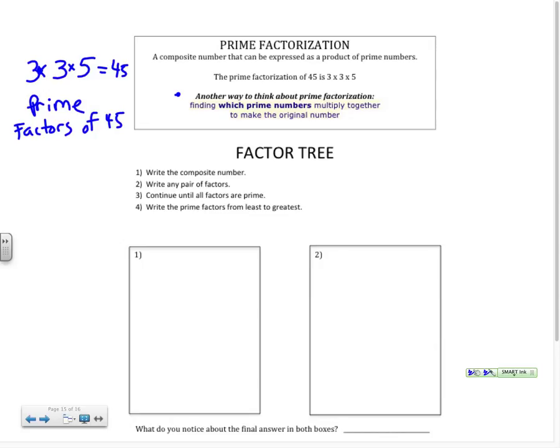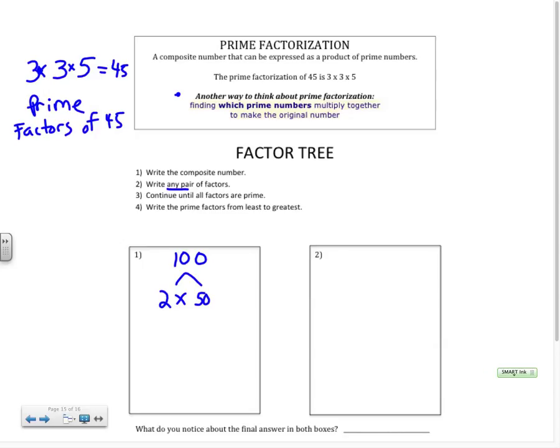So we will start by writing a composite number. Let's start with our composite number of 100. I know 100 is composite because it has more than 2 factors. So I can write any factor pair. I'm going to choose 2 times 50. 2 is the smallest prime number. And since 100 is even, I know that 2 will divide all even numbers.